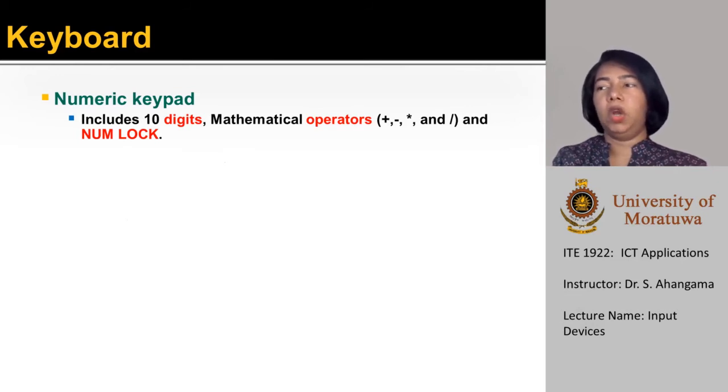Numeric keypad is located on the right side of the keyboard. It looks like a calculator's keypad with its 10 digits and mathematical operators like plus, minus, multiplication, and division. Also, it includes the numlock key that forces numeric keys to input numbers. When the numlock is deactivated, the numeric keypad performs cursor movement control and other functions.